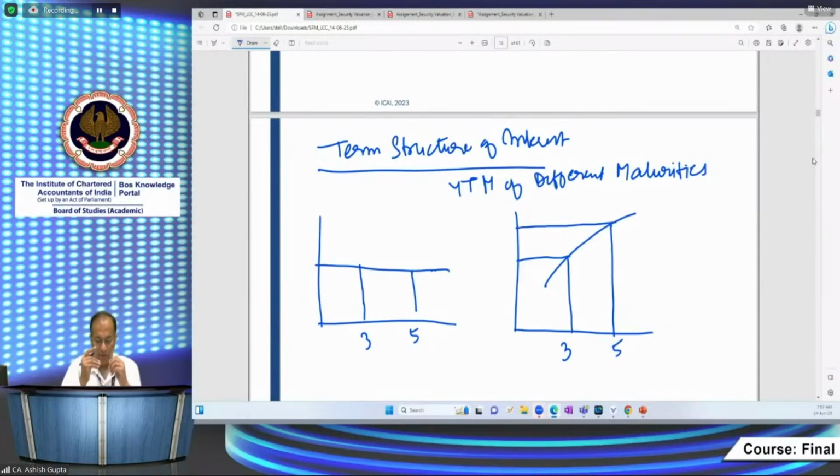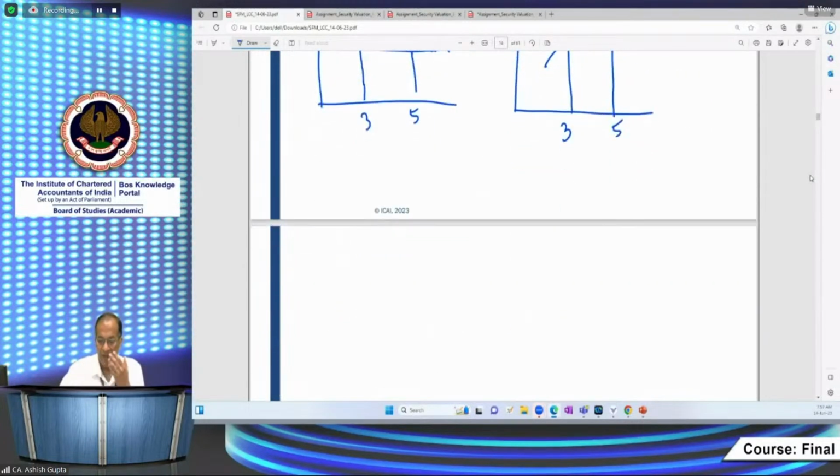Why is it upward sloping? Because the investor expects more return with the higher period. As the period increases, they expect higher return because of the risk attached with the investment. He is carrying additional 2 years, so he is taking the reinvestment risk. It might be possible that interest rates may increase, whatever happens.